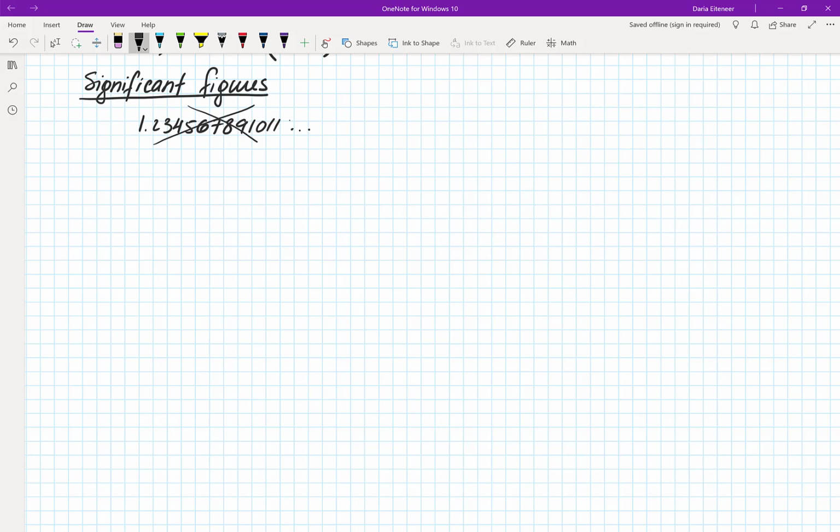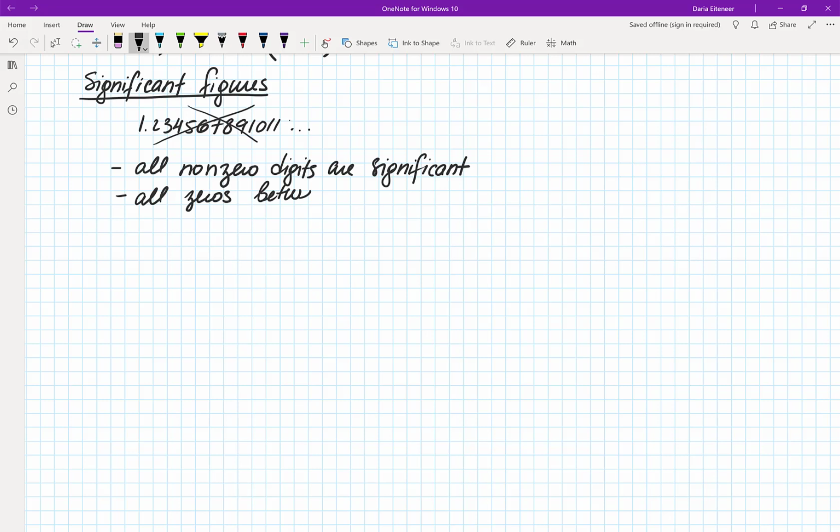So, rules about significant figures. Which numbers are significant? So, all non-zero digits are significant. All zeros between non-zero digits are significant.